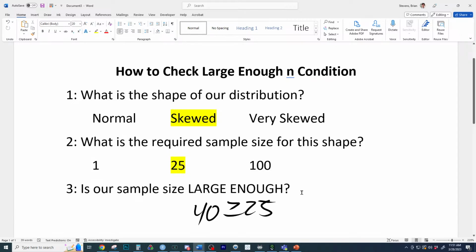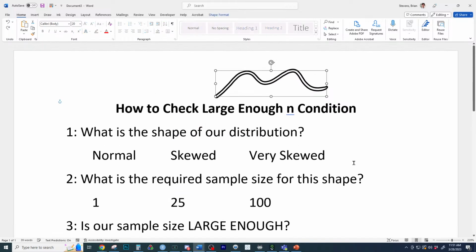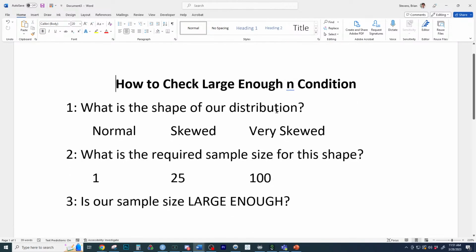And so is our sample size large enough? Yes, it is. So that's how we check it right there. We have to first check the shape, then we have to know the number required for the shape. And so there we go. That's how we do it.